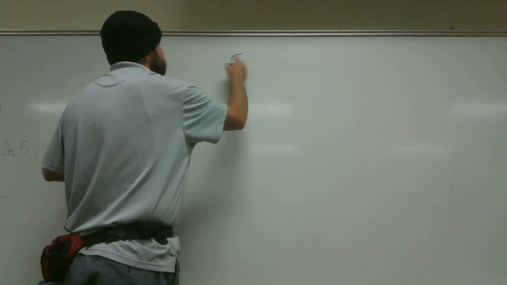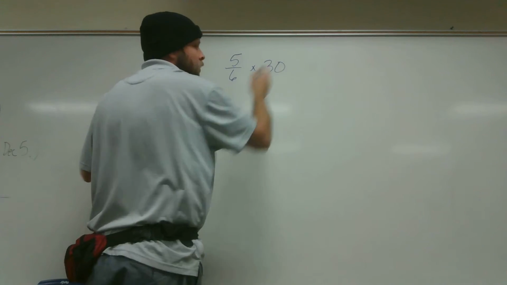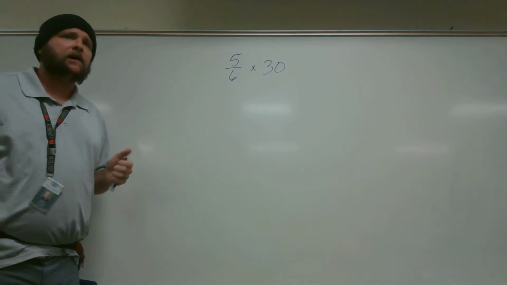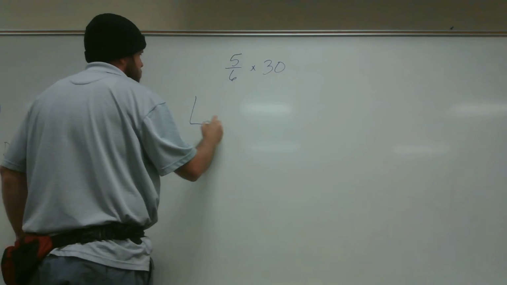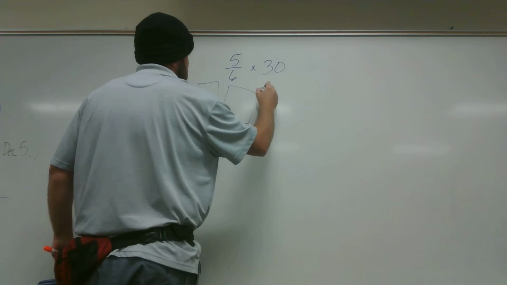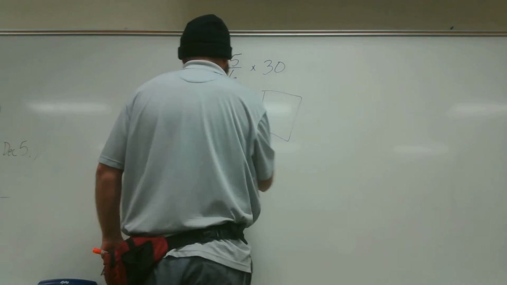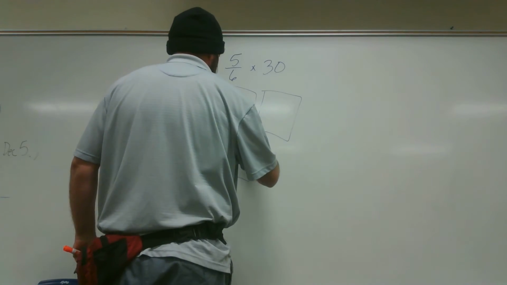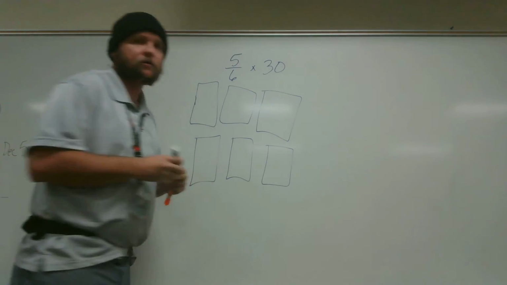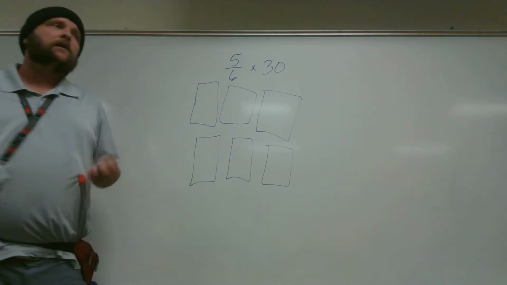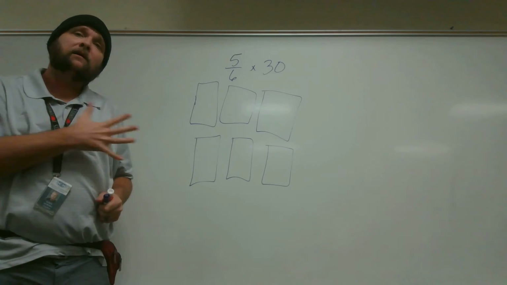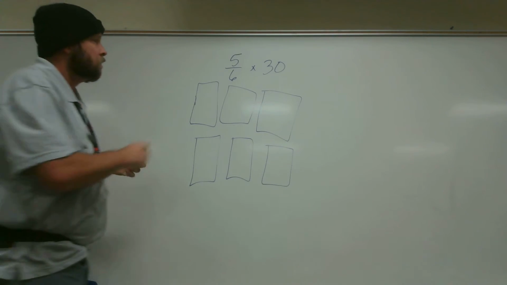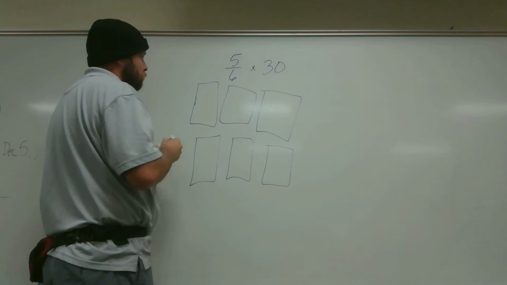All right, let's do 5/6 of 30. The number of groups we have to make is 6. So let's go 1, 2, 3, 4, 5, 6. 6 groups. I need to take these 30 and split them evenly into these 6 groups. So that gives me how many per group? 5, because 6 times 5 is 30, so 5 in each group.